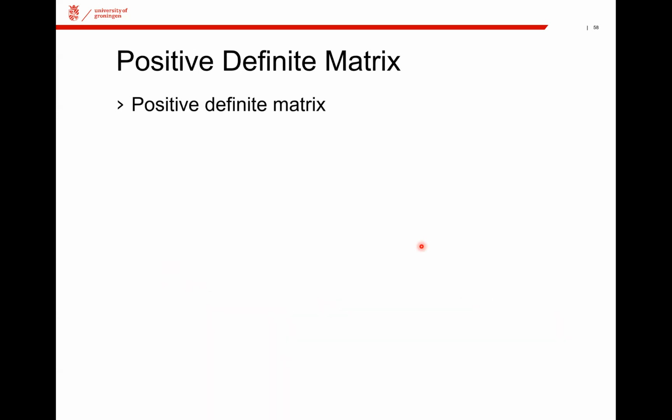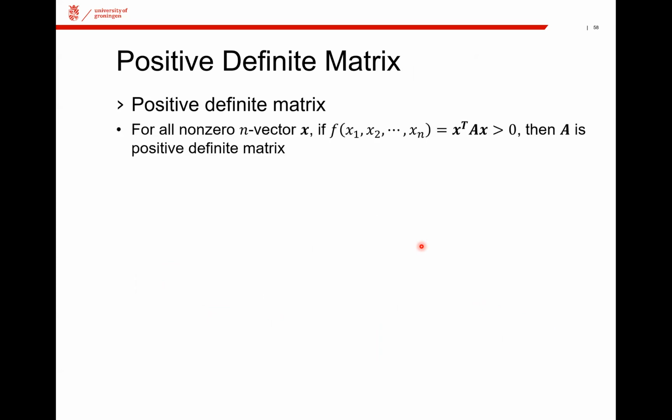Okay, the last part is the positive definite matrix. For all non-zero vectors x, if the quadratic form is positive, then the corresponding associated matrix A is a positive definite matrix.